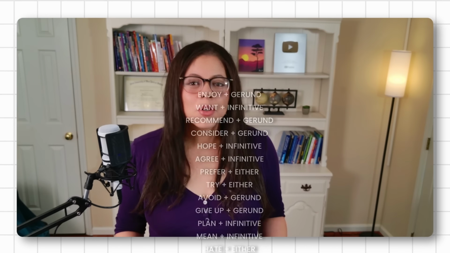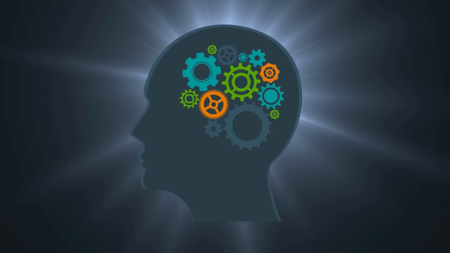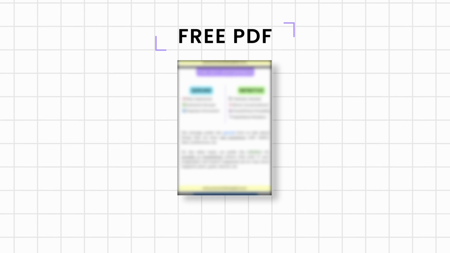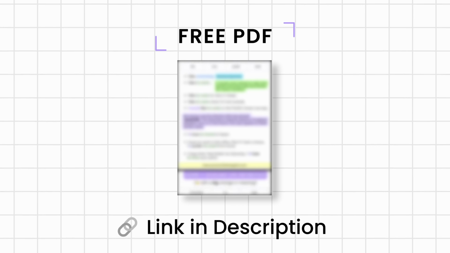But I promise, after you understand this fundamental concept, you'll know how to choose the right form naturally, almost every time. Not by memorizing a long list of verbs and rules, but by thinking about these forms the way that native speakers do. And of course, all the information in this lesson is available for you in a free PDF. You can download it by clicking the link in the description below this video.